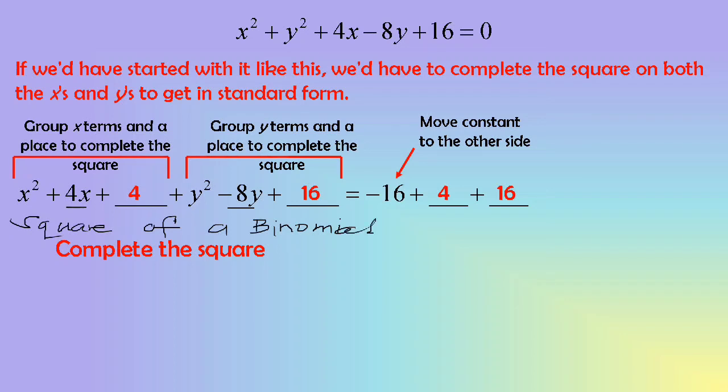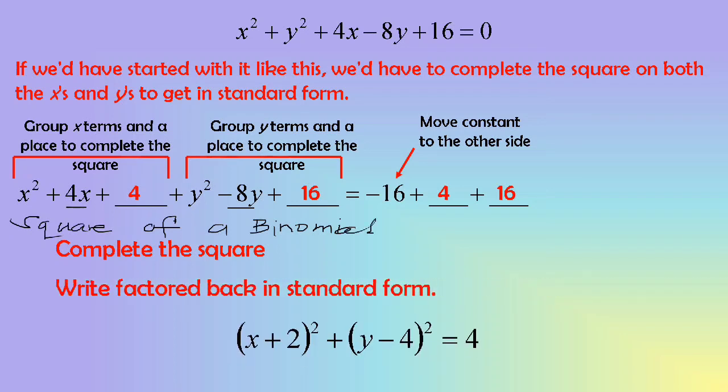From that, we have come up with the factored form of this particular equation. We get the square root of the first term, that is x, and the square root of the last term, that is 2, so the quantity x plus 2 squared, plus the square root of the first term, that's y, and the square root of the last term, that is 4. Copy the sign of the middle term, that's minus. So the quantity y minus 4 squared is equal to 4. So this is the standard form of the equation of the circle.